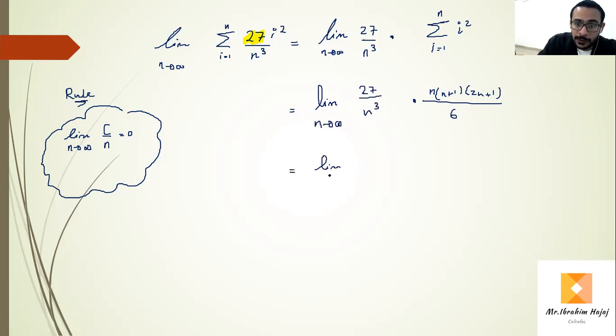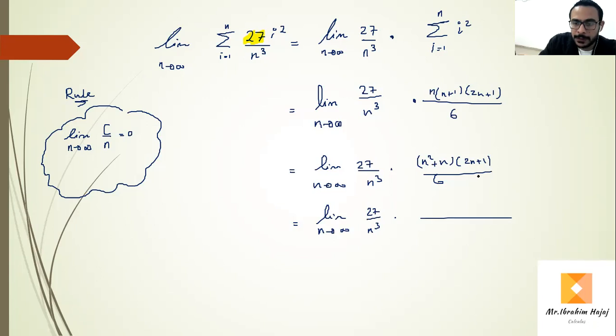So it is equal to the limit as n approaches infinity of 27 over n cubed multiplied by, let's multiply here, n by n plus 1 gives n squared plus n, still multiplied by 2n plus 1, all over 6. Equal to the limit of 27 over n cubed multiplied by n squared plus n times 2n plus 1, which gives 2n cubed plus 2n squared plus n squared plus n, and all this over 6.